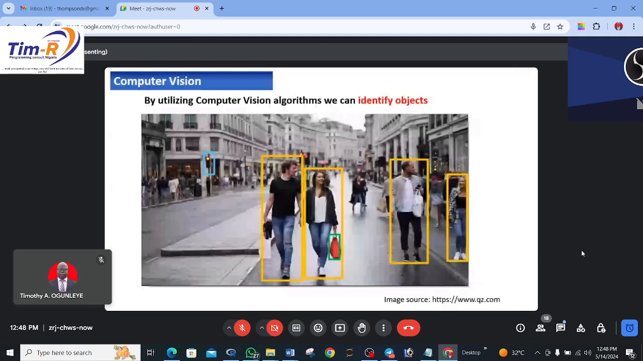Still on computer vision, by utilizing computer vision algorithms, we can identify objects. An example of that is this. If you look at this, these are bounding boxes. What I call a bounding box is this yellowish rectangle. You can see that it's been placed on each of the four individuals here, and we can use it for object tracking.